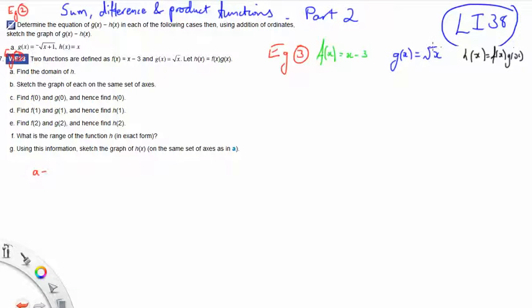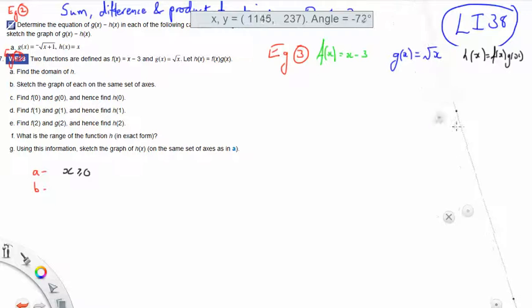So our domain is going to be restricted to positive values of x or 0. So that's our domain for h of x. Part B, we're going to sketch each graph on the same set of axes. Let's sketch these.